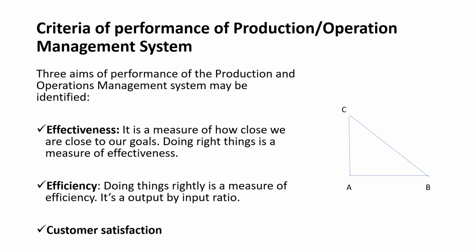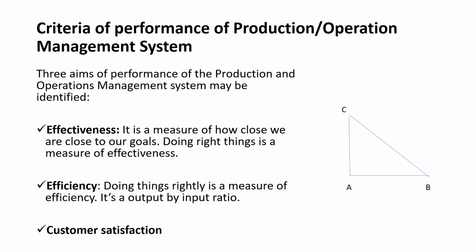Next, how is the performance of production or operations management to be assessed? There are three criteria by which we can assess the performance of a production or operations management system, and they are effectiveness, efficiency and customer satisfaction. Effectiveness is a measure of how close we are to our goals, whereas efficiency is a measure of output by input ratio. The difference between these two will be clearer with this example.